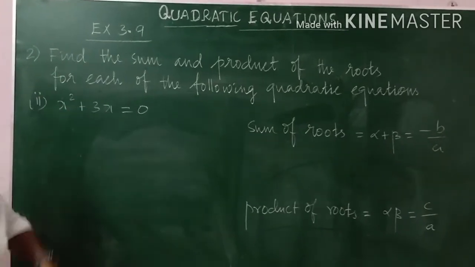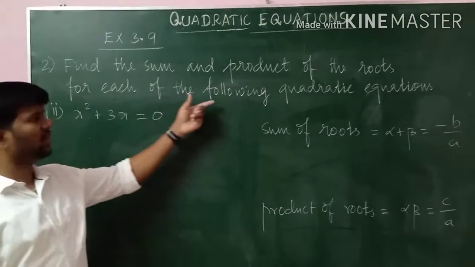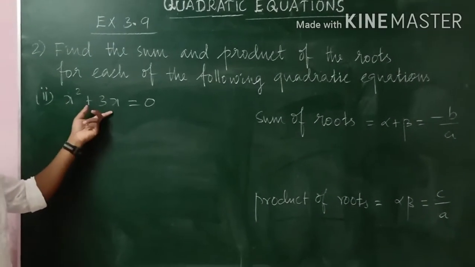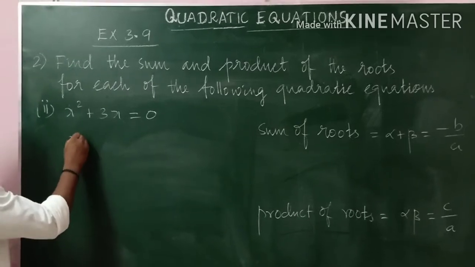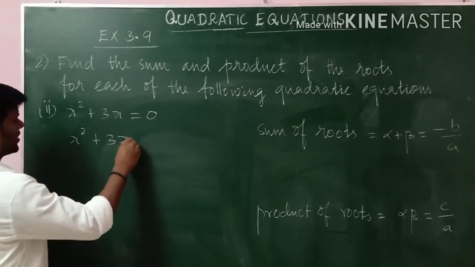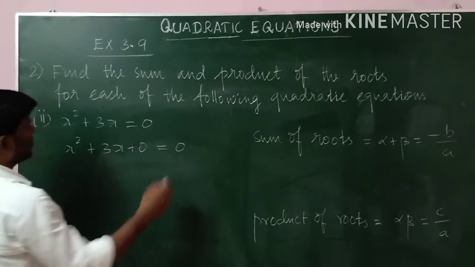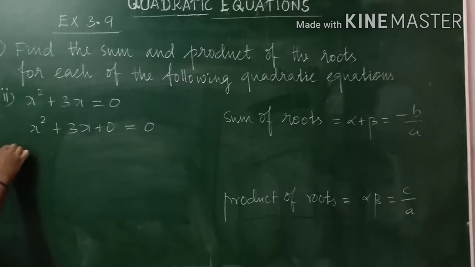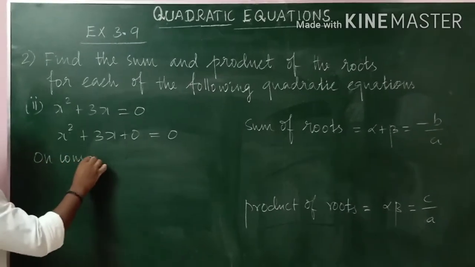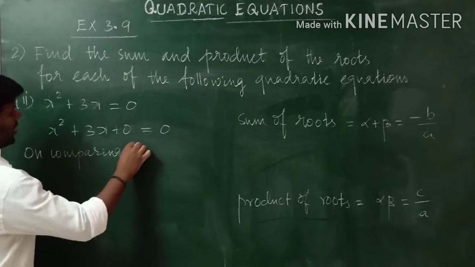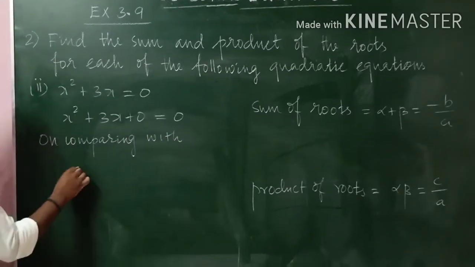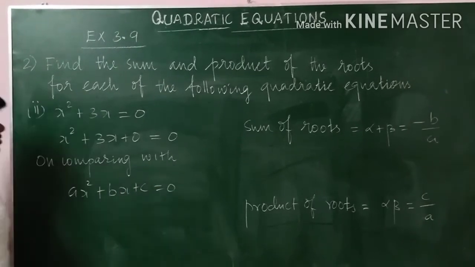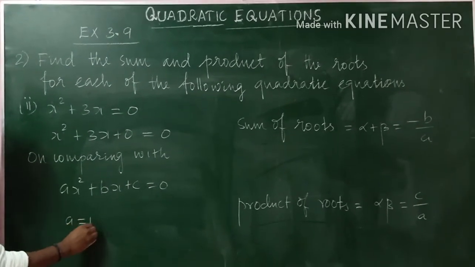Find the sum and the product of roots for each of the following quadratic equations. The given quadratic equation is x² + 3x = 0. We can rewrite this as x² + 3x + 0 = 0, because here they didn't give the constant term, so we take it as 0. Now I am comparing with the general form of a quadratic equation, ax² + bx + c = 0. So what is a? The coefficient of x².